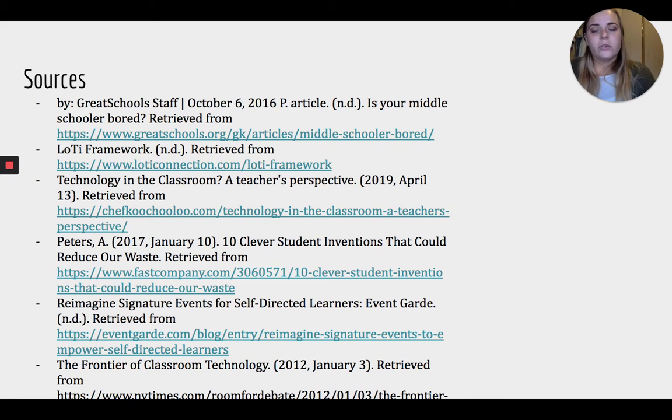These are all of my sources. Most of my sources are just picture links that I found, but the LoTI framework is where I found all the information of the LoTI steps and levels and how it made sense to me.